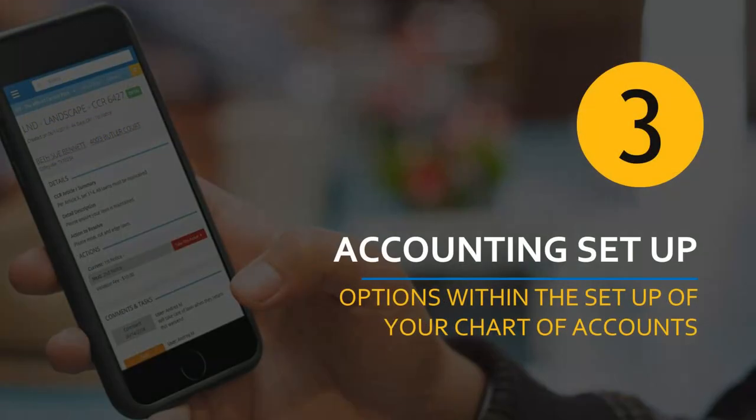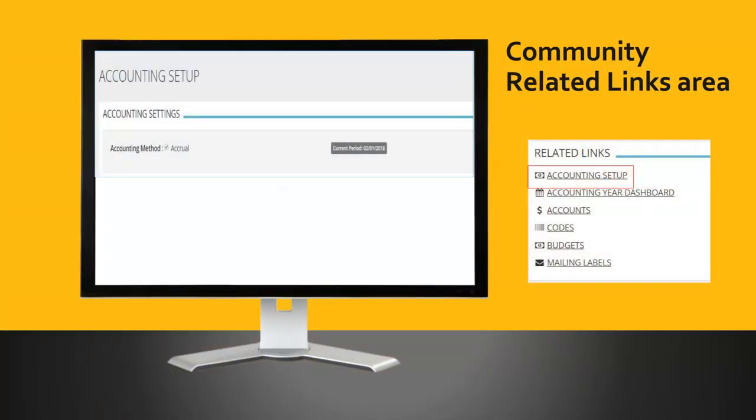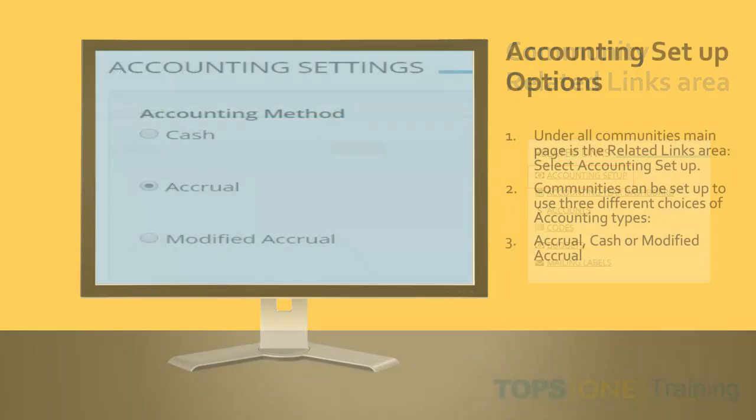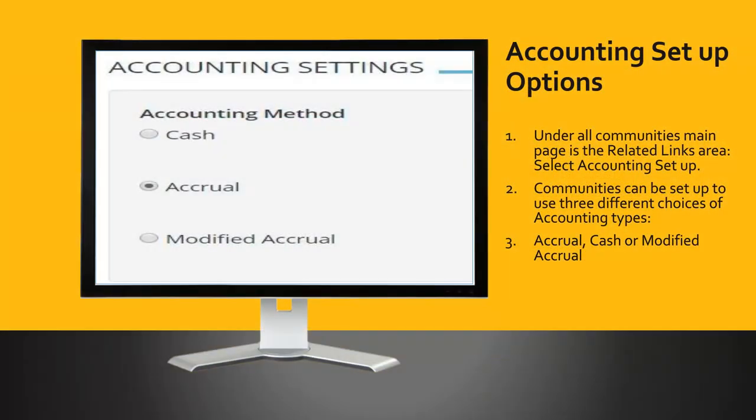Chapter 3. Accounting Setup. Options within the setup of your chart of accounts. When a community is selected, scrolling down to the lower right-hand corner, you will find related links. In this area, we will be selecting Accounting Setup. Under the All Communities main page, the Related Links area is where the selection of accounting setup can be made.